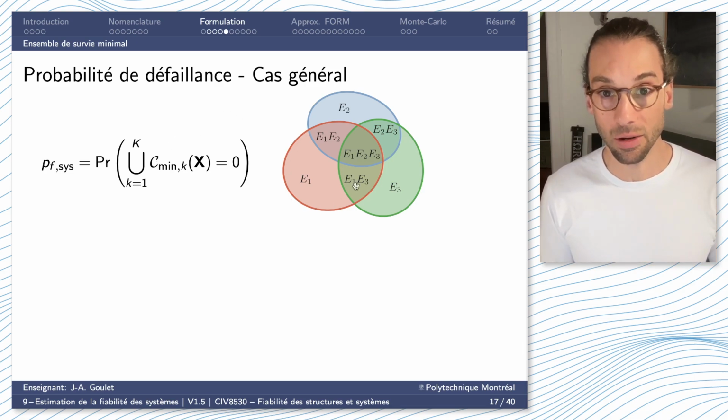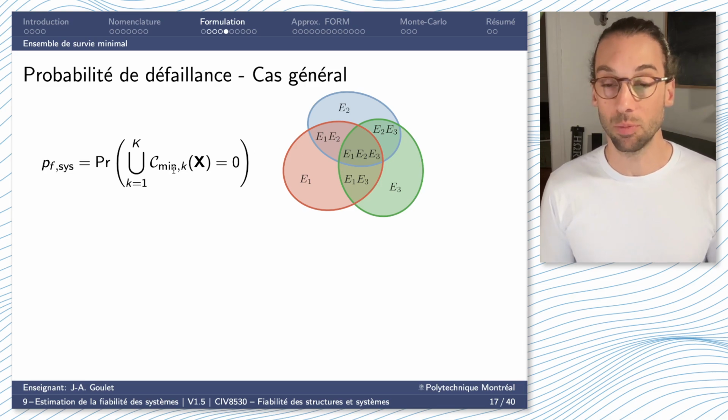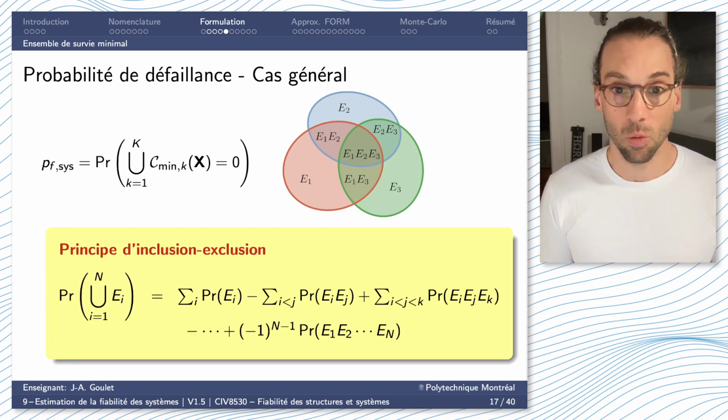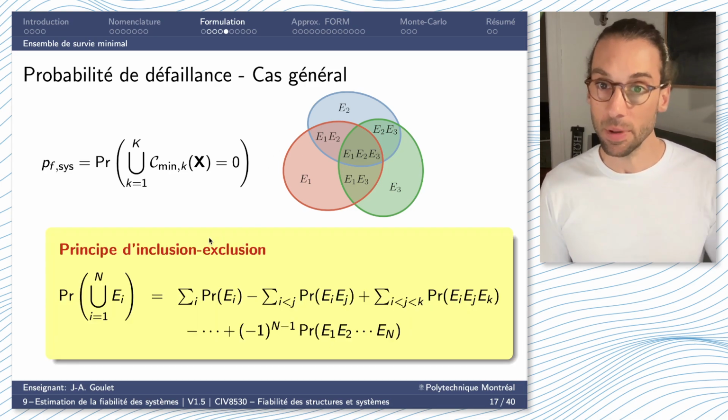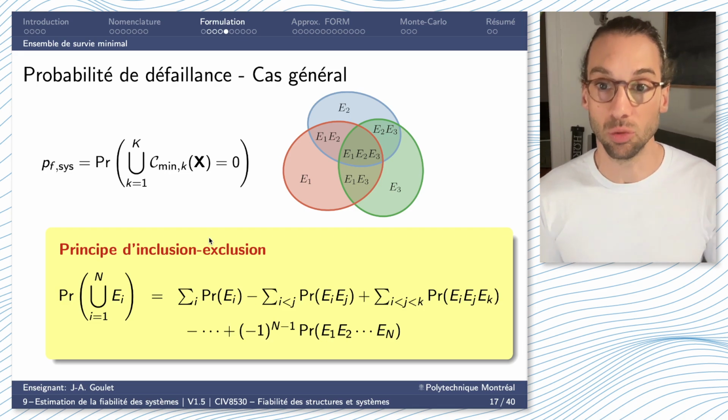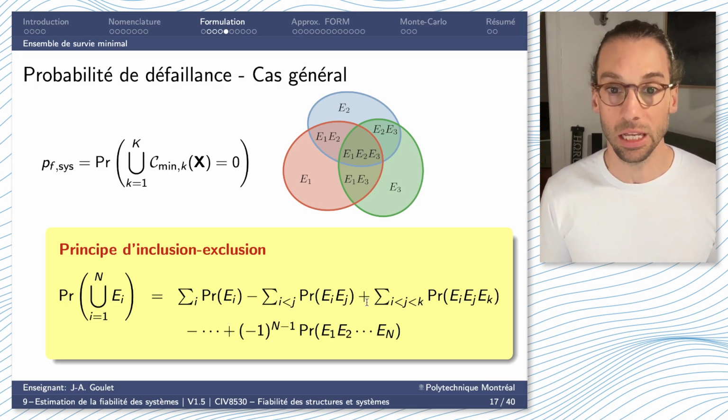So for instance, here, if I have three sets represented in the Venn diagram, we can see that we can have an intersection between E1 and E2. And if I just sum the probability over the cut sets, I will double count some of these and triple count some of these in the case where I have three events. So what we need to do is compensate for this doubling, tripling, quadrupling of information by using the inclusion-exclusion rule.